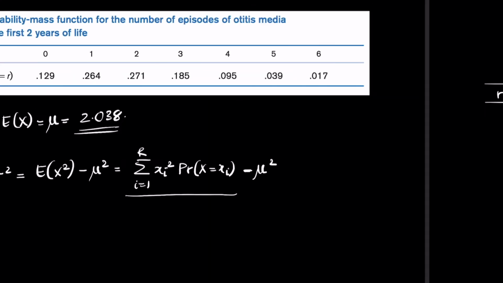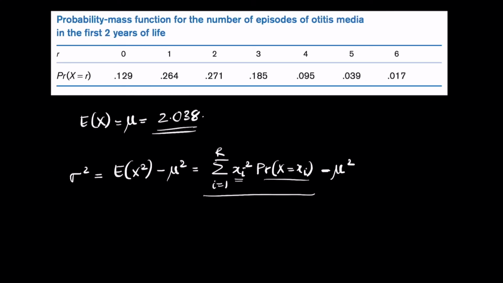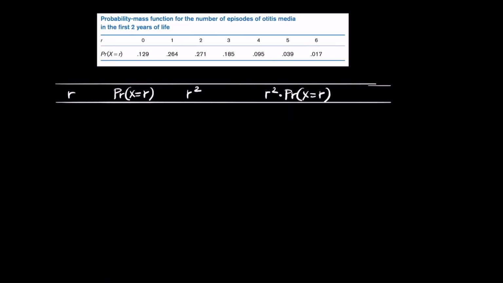So the first value is r, probability of x equal to r, and r square. In the next one we have r square times probability of x equal to r. Remember, it is xi square into probability of x equal to xi. So this is the value that you are using here. So r is 0, 1, 2, 3, 4, 5 and 6.